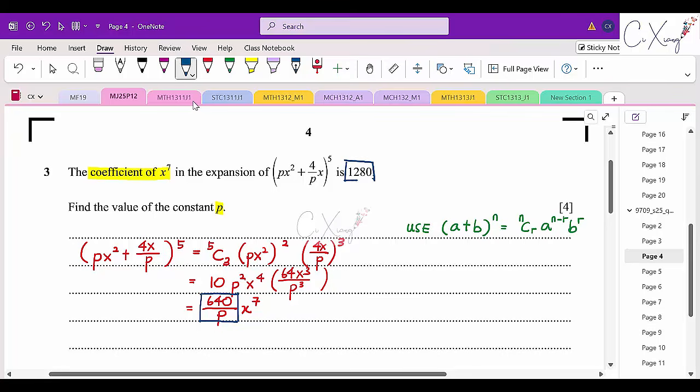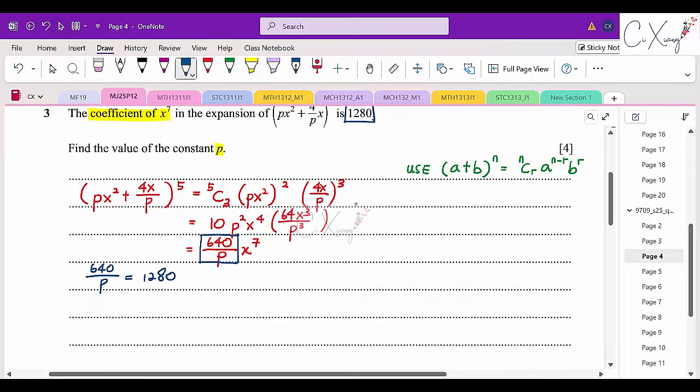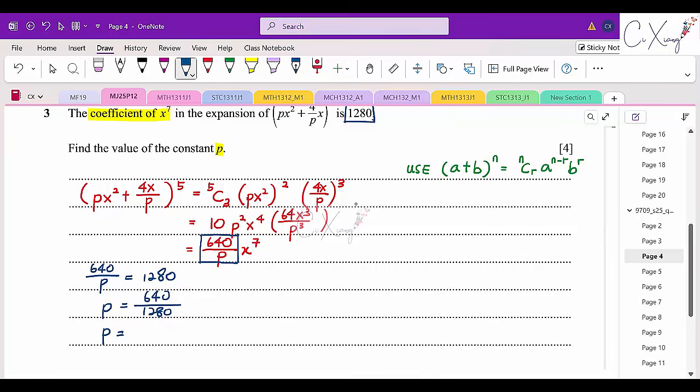So we just compare the coefficient with the coefficient, where I have 640 over p equals 1280. And what do I get for the value of p? So p will be equal to 640 divided by 1280. Simplify it further. What is the answer that you get? If you don't make any careless mistake, the answer should be a half. So this is how we solve question number 3.